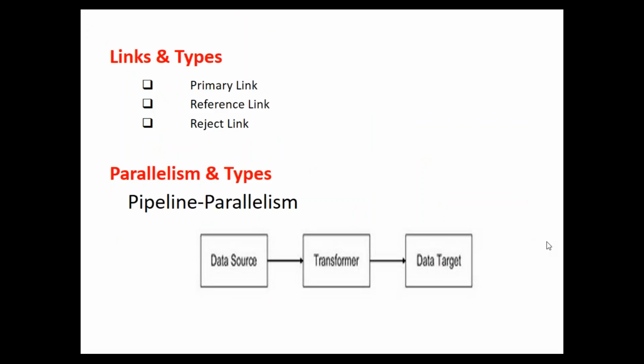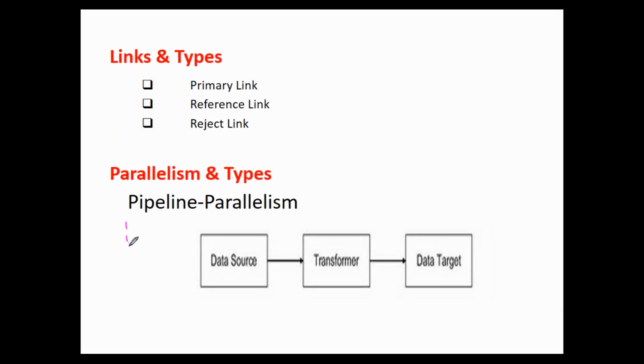So let's move to the important concept in DataStage, that is the parallelism concept. How does the parallelism concept work in DataStage? There are basically two types of parallelism. One is pipeline parallelism. How pipeline parallelism works is, let's take some sample data.